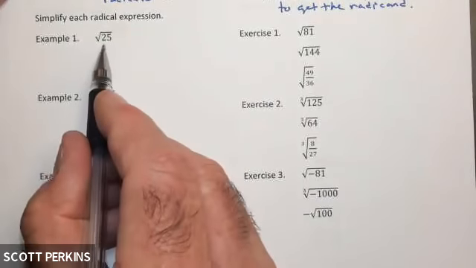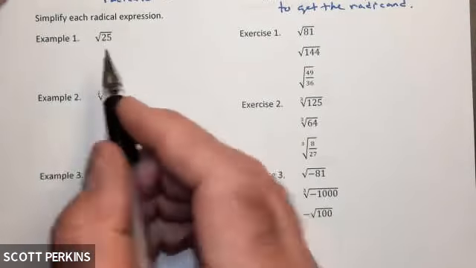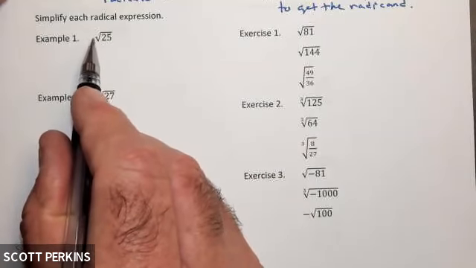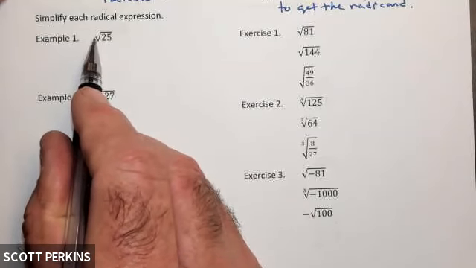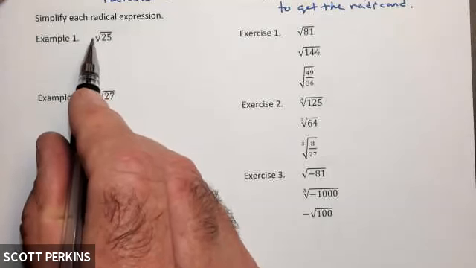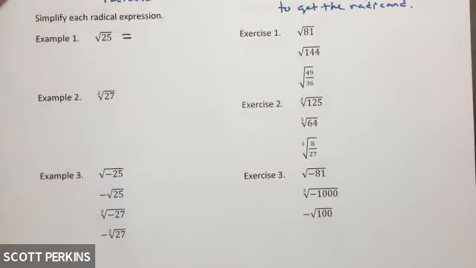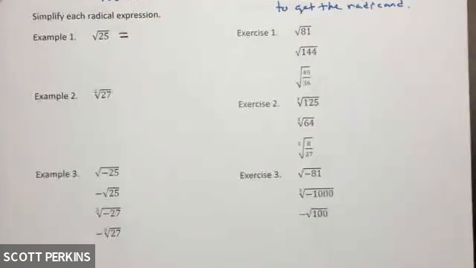So the first example right here says I've got a radical 25. There's nothing in the index. When I have a 2 as the index, or when the 2 is implied, we call this a square root. And so the question is this: what number times itself 2 times gives me 25? 5 times 5. Now, somebody in here might be thinking, well, you know, Perkster, -5 times -5 gives me 25, and you'd be 100% right. So when you see a radical like this and there's no sign, again, we've stopped.